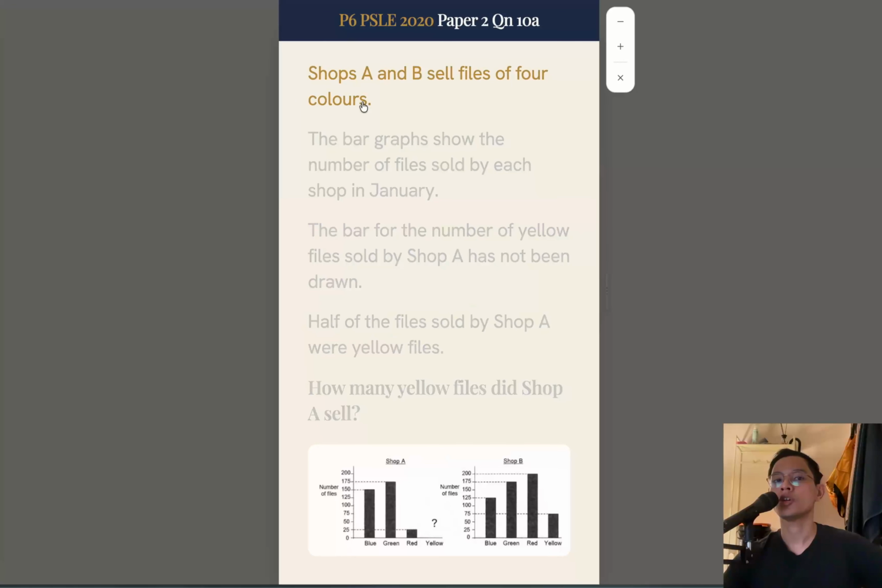Question 10, part A. Shop A and B sell files of 4 colors. The bar graph shows the number of files sold by each shop in January. The bar for the number of yellow files sold by shop A has not been shown. Half of the files sold by shop A were yellow files. How many yellow files did shop A sell?